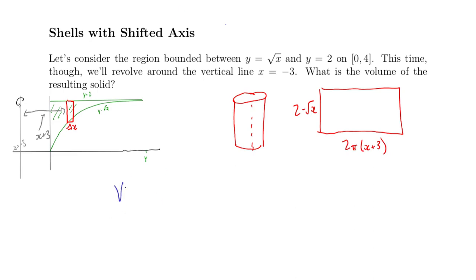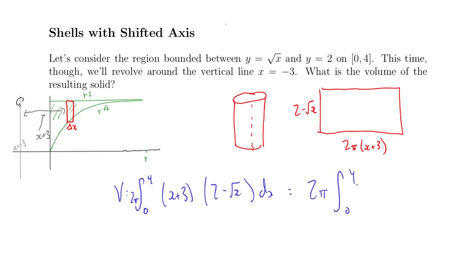So now we can set up our volume. This is 2 pi times the integral from 0 to 4 of our radius, x plus 3, times our height, 2 minus root x, dx. You can multiply all this out, and we end up with 2 pi times the integral from 0 to 4 of 6, minus 3 root x, plus 2x, and minus x to the 3 halves. And you could go ahead and integrate that, and it's not too bad to do.